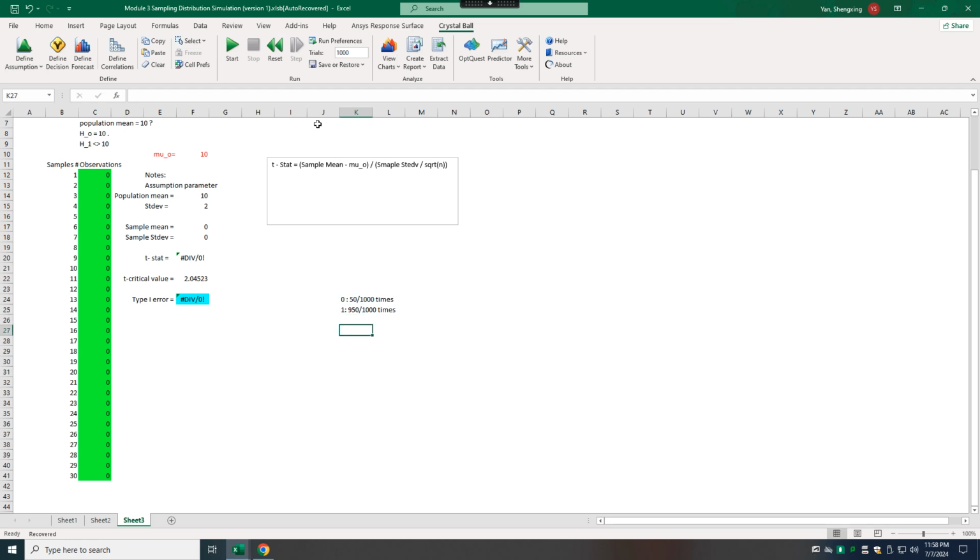So that means the frequency of the probability of 0 happening, the probability of 0 happening is 0.05. The probability of 1 happening is 0.95.